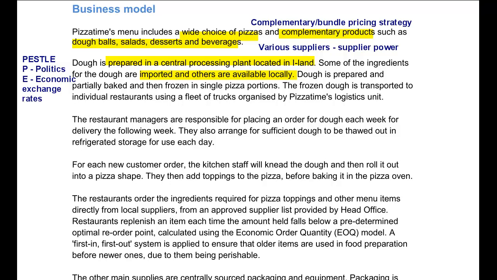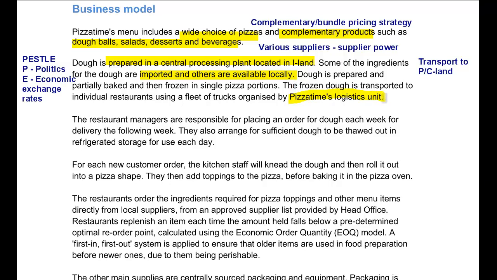This also raises an issue that if all the dough is being created in Ireland in this central processing plant, how does that affect transport out to the restaurants in Peeland and Sealand? In order for this to work, there would need to be a very effective transport management system. And we can see that the transportation of frozen dough is by Pizzatime's logistics unit.